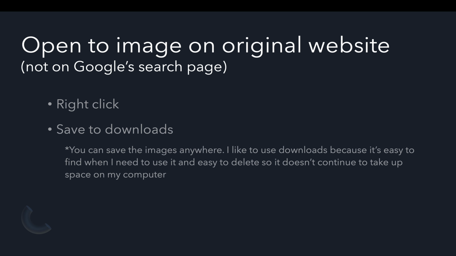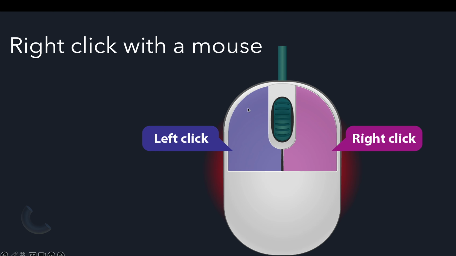I don't have to name it. I don't have to select a folder, so it's quick. It's also easy for me to find when I'm about to use it in a project like that. And last, it's easy to delete because I don't want downloaded files to take up a lot of space on my computer. All right, so let's talk about this idea of right-clicking.